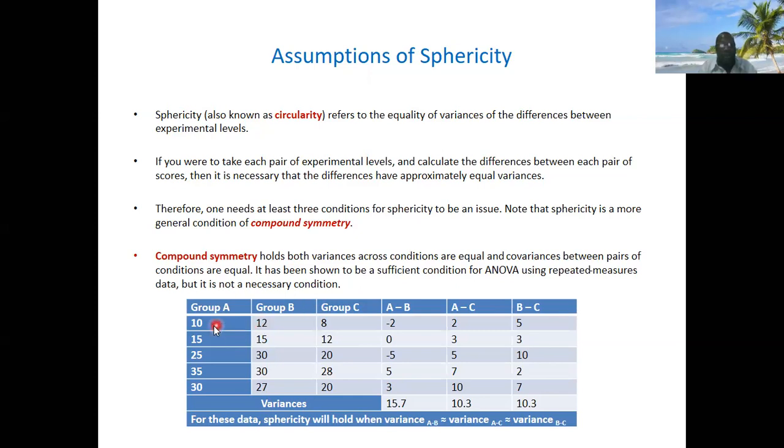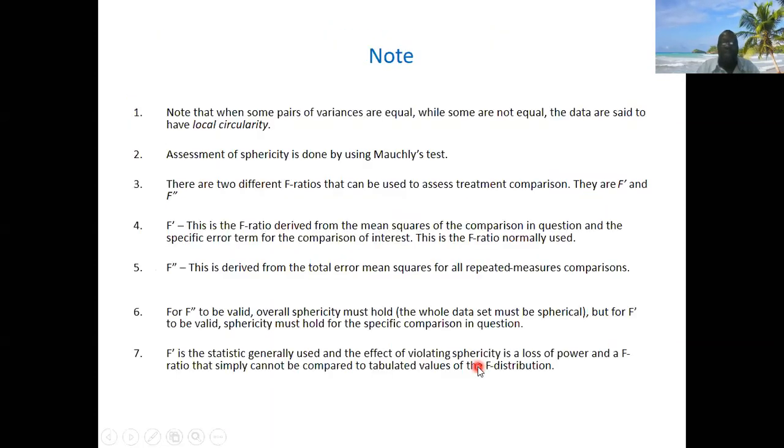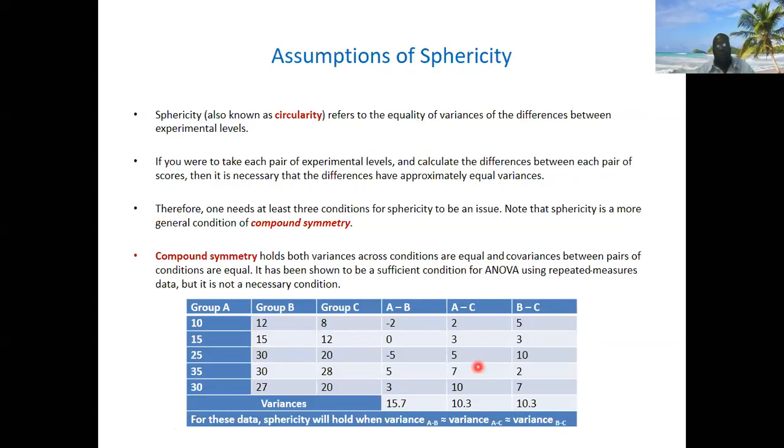Look at A, B, C. A minus B, A minus C, B minus C. So the difference between A and B, then B and C, then A and C. You pair them and look at the difference from every angle. Now, the variance of the differences should not be much different. That's sphericity. The variance of A minus B must be approximately equal to the variance of A minus C, approximately equal to the variance of B minus C. That is what sphericity is all about.